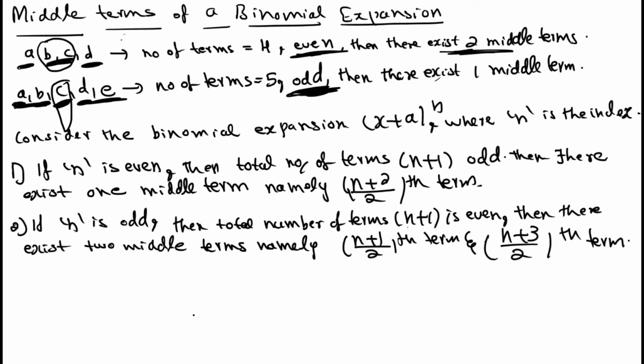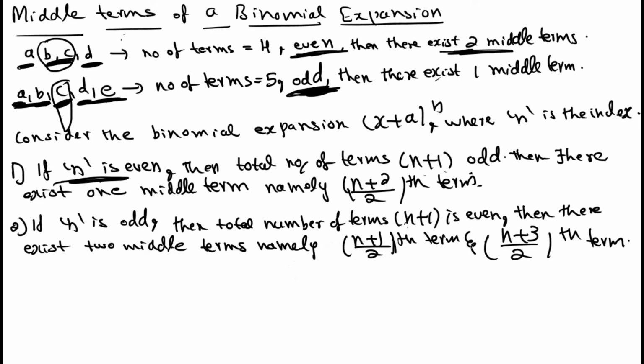Once again, to solve problems related to middle terms, you need to check the index. If the index n is even, then there exists only one middle term because the total number of terms n plus 1 is odd, and that middle term is given by the (n plus 2) by 2 th term. If the index n is odd, then the total number of terms n plus 1 is even, then there exist two middle terms, the (n plus 1) by 2 th term and the (n plus 3) by 2 th term.